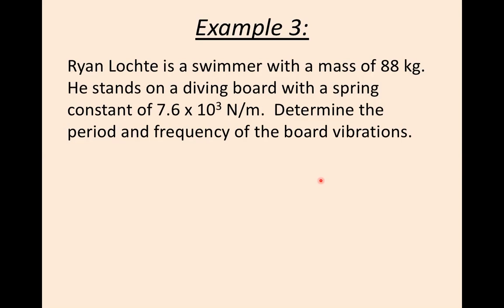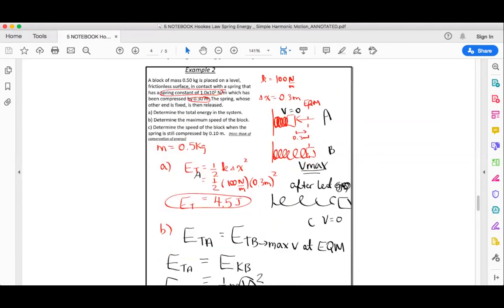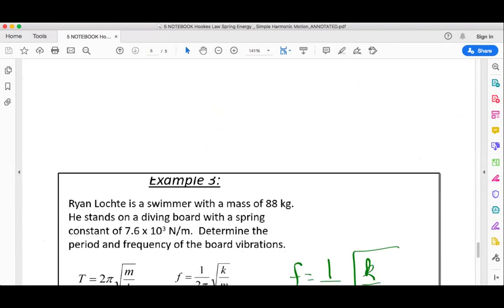So a swimmer with a mass of 88 kilograms is standing on a diving board. The diving board has a spring constant that's given, 7,600 newtons per meter. Determine the period and frequency of the board vibrations. So it's important always to draw a diagram at the beginning. So pause your video right now and draw your diagram or write out your givens.